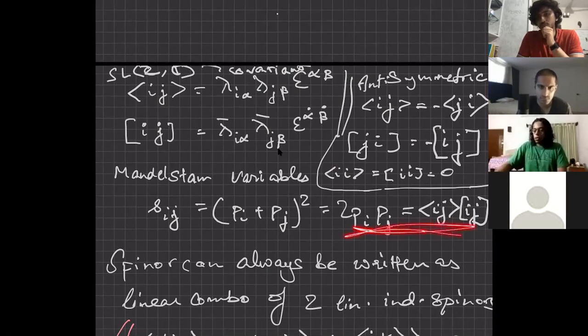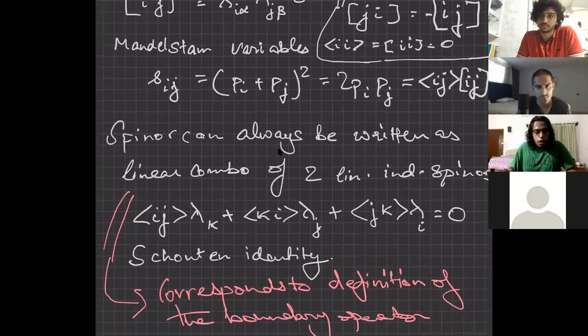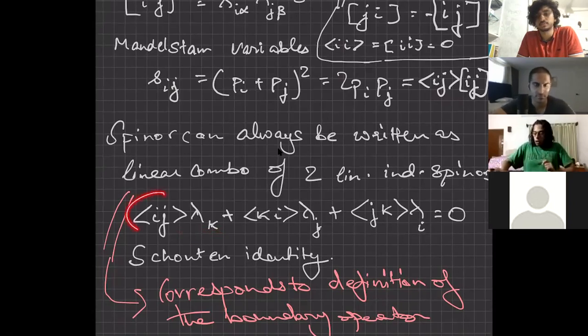You'll see interesting consequences of this. These happen to be zero in certain special cases. Let's hold on this for a second. It turns out that your spinor, the lambda, can always be written as a linear combination of two linearly independent spinors. So when you bring in the fact that you can have two linearly independent spinors, then you have this kind of relation.